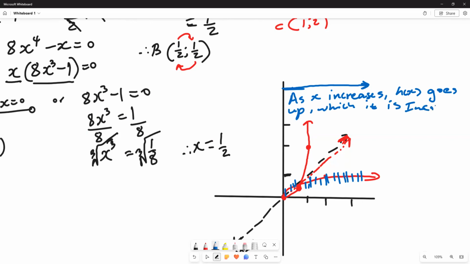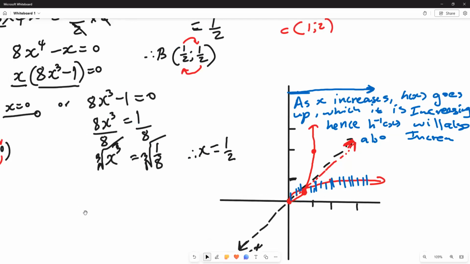So the inverse is also increasing. Because if a function is increasing, its inverse will also increase. If a function is decreasing, its inverse will also decrease. So in terms of increase and decrease, the function and the inverse are exactly the same. Hence, h negative 1 of x will also increase.